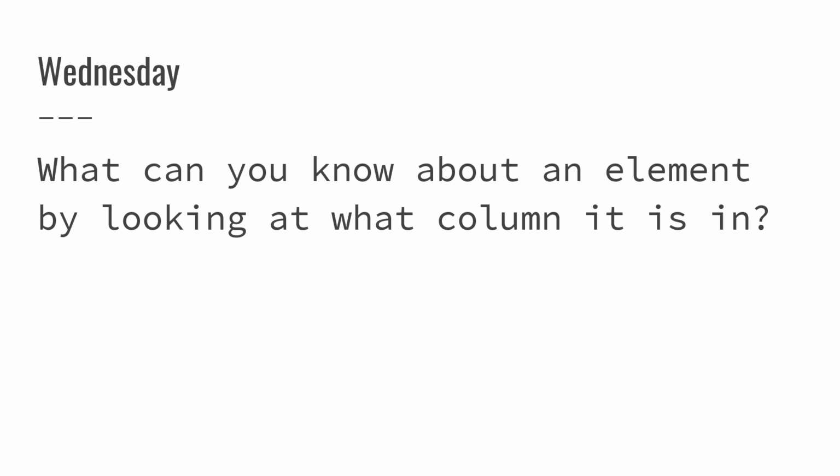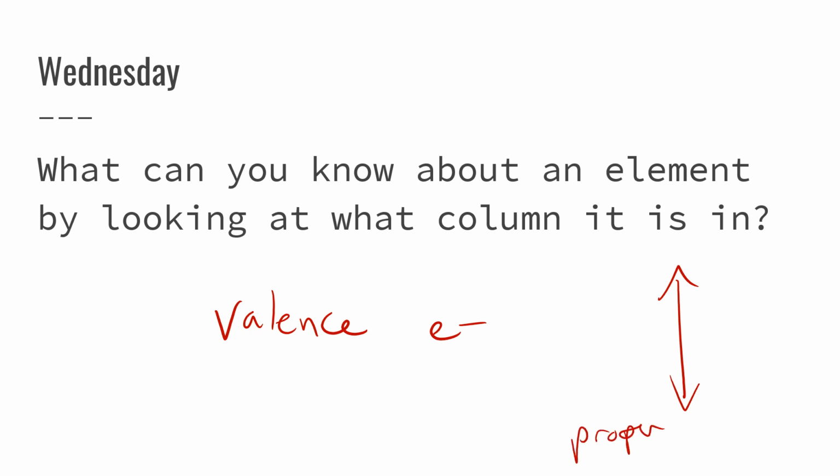All right. What can you know about an element by looking at what column it's in? You can tell the number of valence electrons, but what they all have in common, if they are in the same group, that's a vertical column, is that they're going to have similar properties and characteristics. They're going to react the same way, they're going to behave the same way, and so forth.